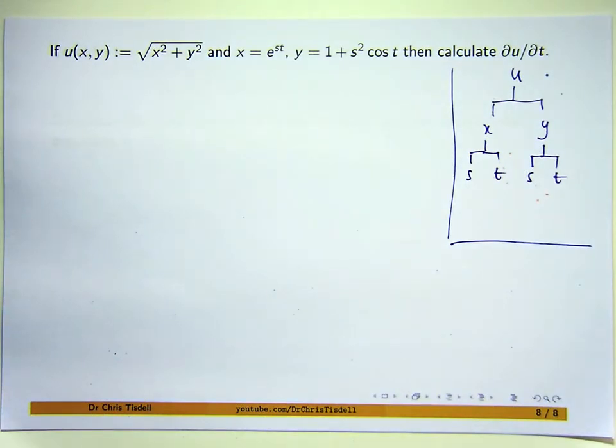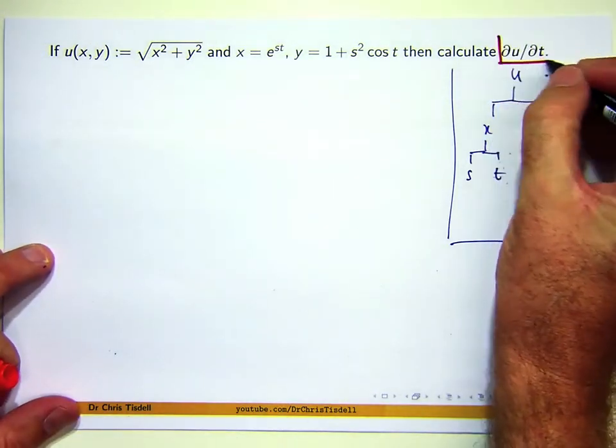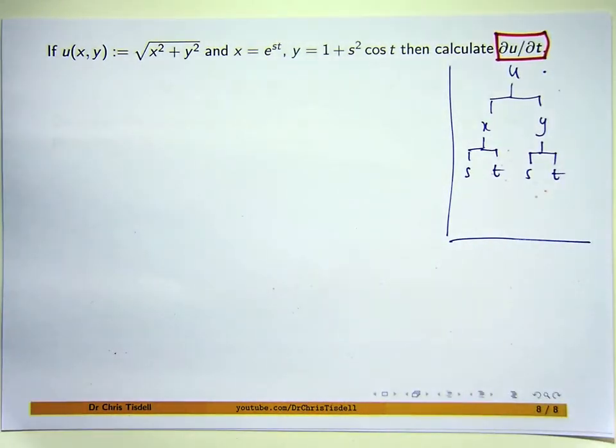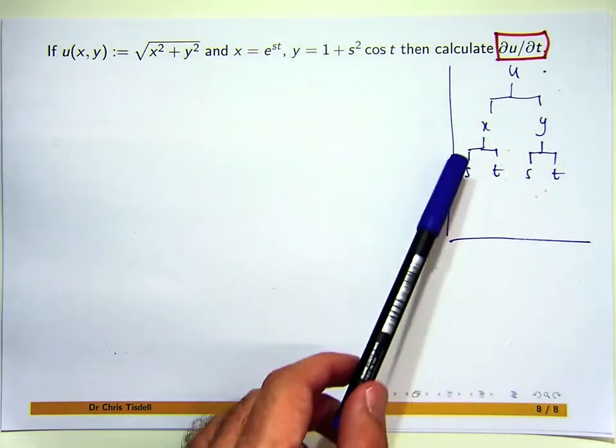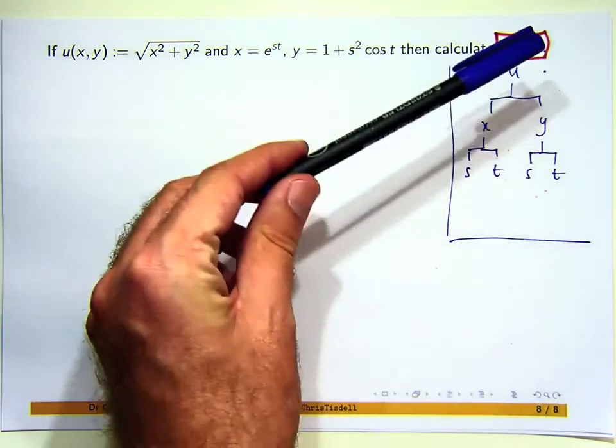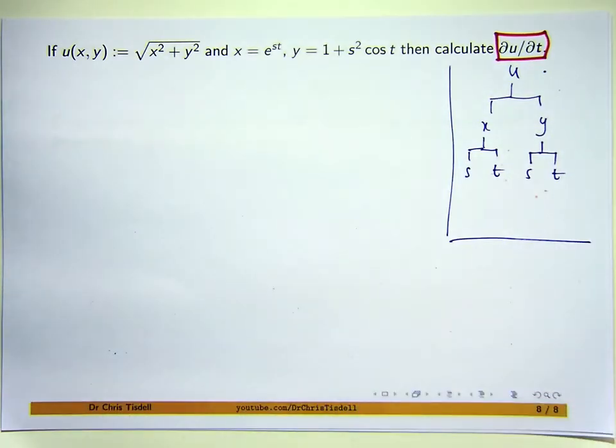Now, how do you use it? Well, I'm glad you asked. Suppose you wanted to calculate du dt. What you do is you start at the u and you find all the paths down to a t. When you go from letter to letter, you form a derivative. Let me say that again. You want to find all the paths to a t from the top to the bottom, and then when you go from letter to letter, you form a derivative.